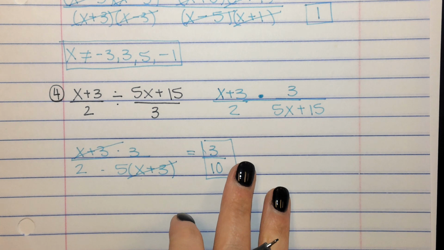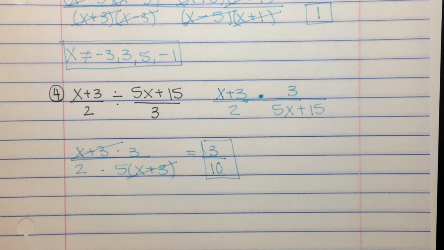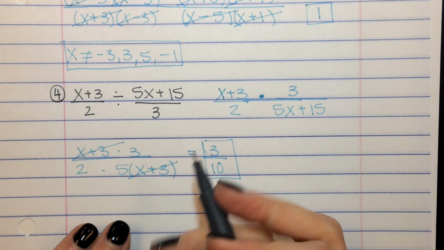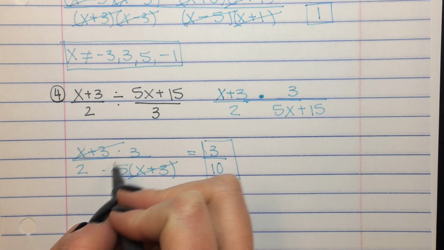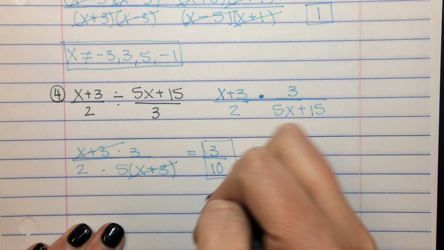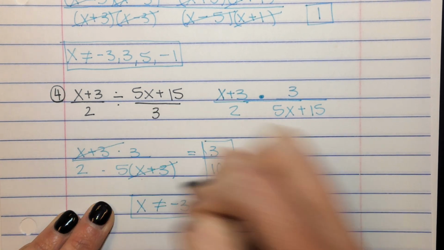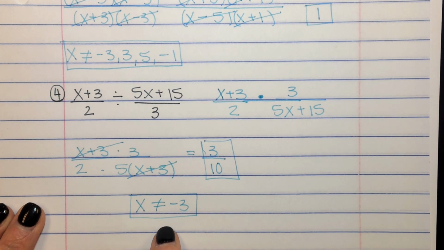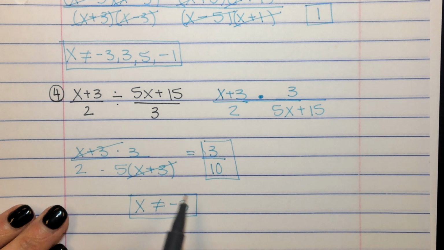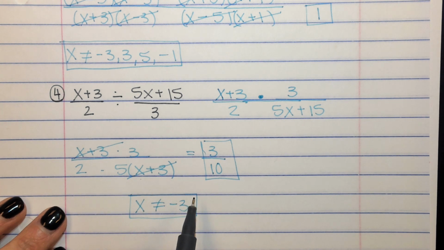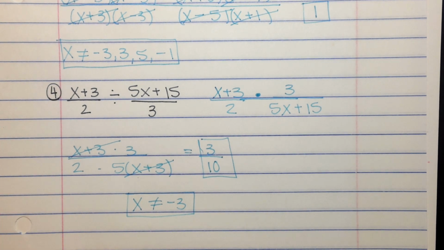And oh no, I forgot to find the restrictions. So find your factor down here. 2, we don't worry about. 5, we don't worry about. We just look at the x plus 3. So x cannot equal negative 3. Okay, so sorry about that. I'm human though, and I make mistakes. So make sure you find your restrictions before you simplify, especially because that's the way that Math Excel wants it.